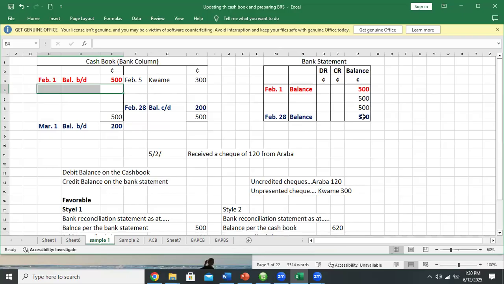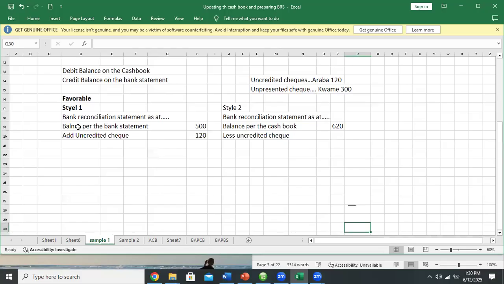We want to reconcile the two. We can use this balance 500 on the bank statement or use the balance 200 on the cash book. If we use that on the cash book, then you all agree with me that we have to add the unpresented check, 300, to it. Then it will be equal to the 500 on the bank statement. But if we choose to use that of the bank statement, then we have to less the unpresented check. Okay. So let me go and add to the format. So if you start with the balance per the bank statement, you less unpresented.